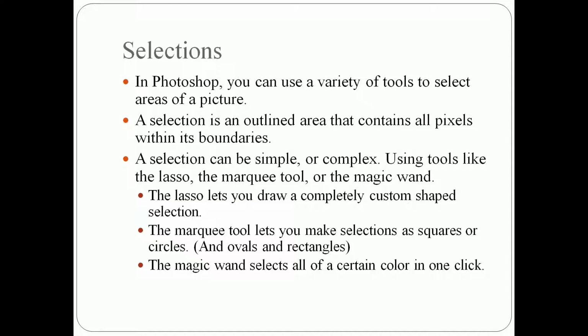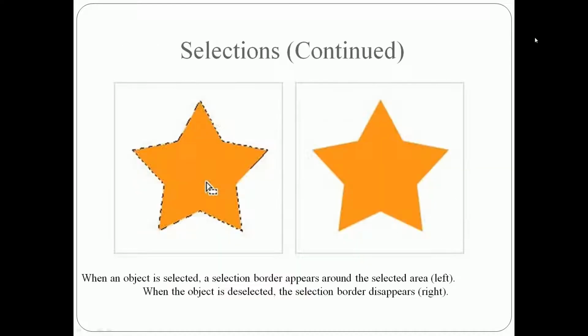The lasso lets you draw a completely custom-shaped selection. The marquee tool lets you make selections as squares or circles, or as I call them, geometrics. The magic wand selects all of a certain color in one click. When an object is selected, a selection border appears around the selected area, as you can see on the left. When an object is deselected, the selection border disappears, which is what it would look like on the right.